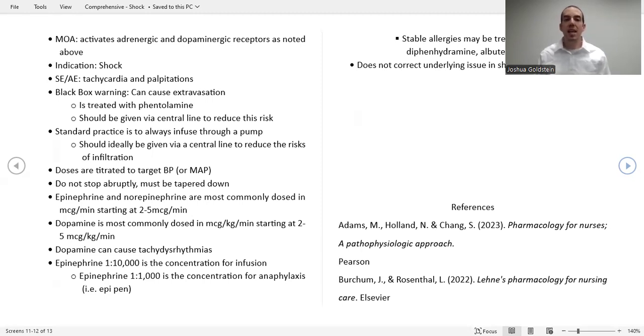Epinephrine comes in both 1 to 10,000 and 1 to 1,000. You'll notice one is 10 times stronger. The 1 to 1,000 is what we use for direct injection, such as for an EpiPen or an EpiPen Junior, versus the 1 to 10,000 is what we use when we're giving an infusion, such as the traditional epinephrine infusion for shock or something like that.